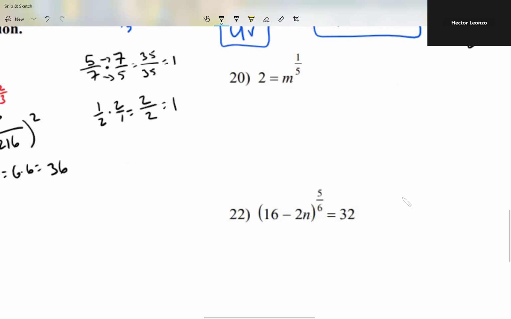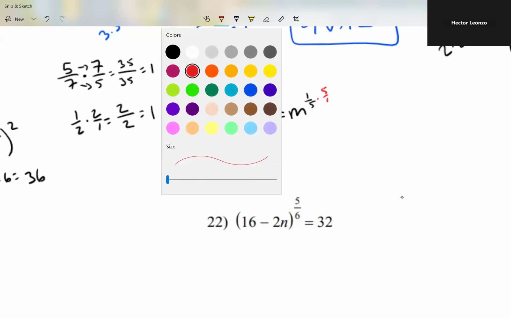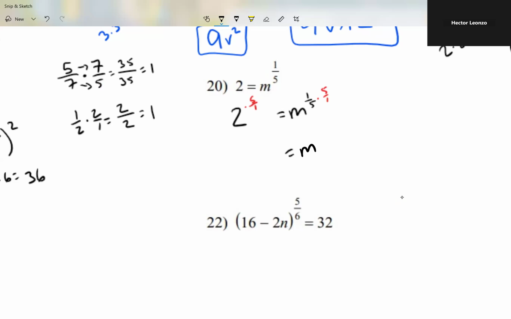All right, let's do this again. Let's take a look at number 20. Let me rewrite this. I'm going to do my 2. I'm going to leave a space, m to the 1/5. I'm going to multiply by the reciprocal, because then it's going to give me m to the 1.